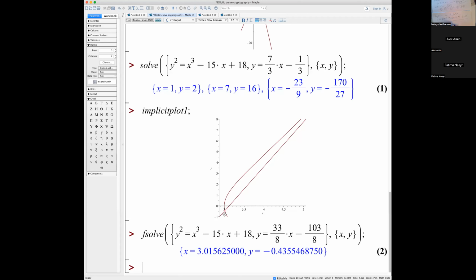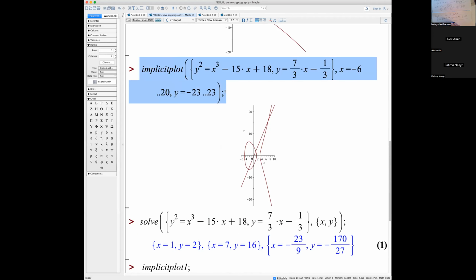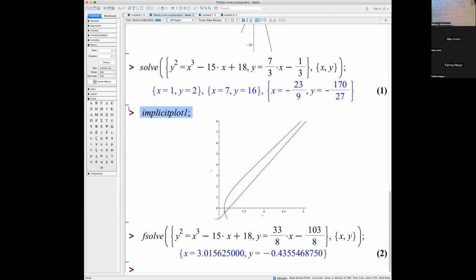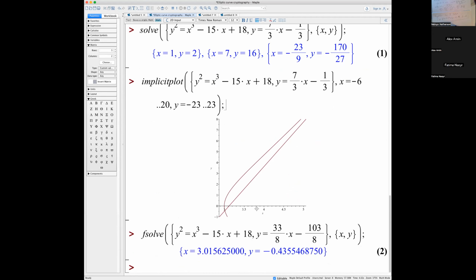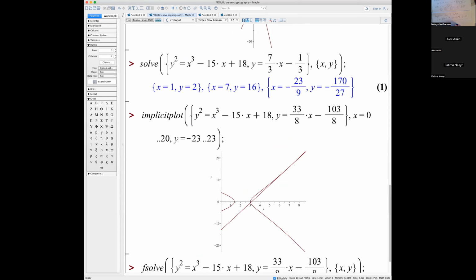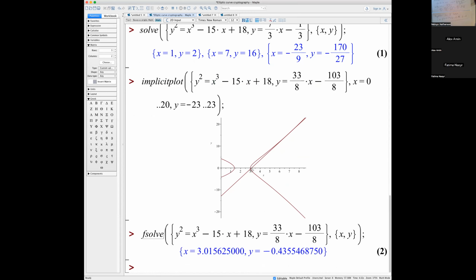This is that line, this is the tangent line, and it's hitting the curve at this point. So here's the curve. Here's the point P, (7, 16). I draw this tangent line, and it hits the curve at a second point where x is 3 and y is minus 0.4. And then I'm going to reflect that back across the x-axis.